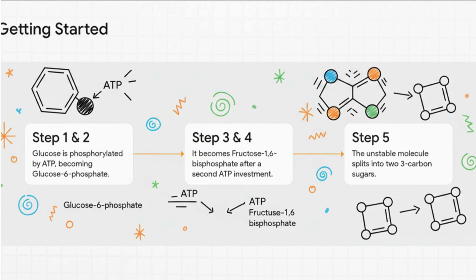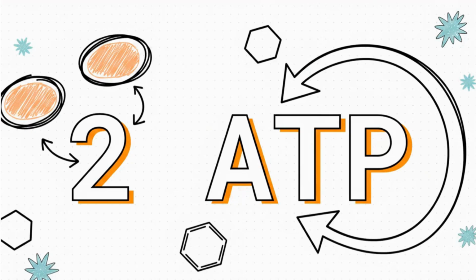First, an ATP gives a phosphate to glucose, turning it into glucose 6-phosphate. After a little shuffling around, a second ATP comes in and adds another phosphate. Now we've got fructose 1,6-bisphosphate. This molecule is kind of unstable. And because of that, it immediately splits into 2 separate 3-carbon sugars, getting them perfectly prepped and ready for the next phase. So, the key takeaway from this first part is the cost. The cell is now down 2 ATP. Just keep that number in your head because the payoff is right around the corner.